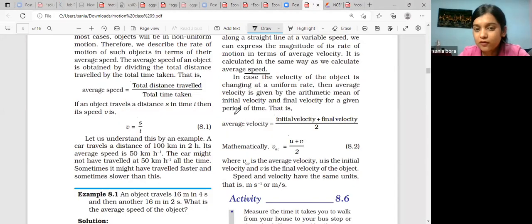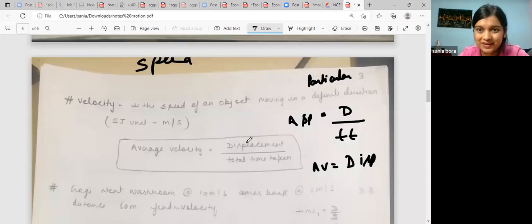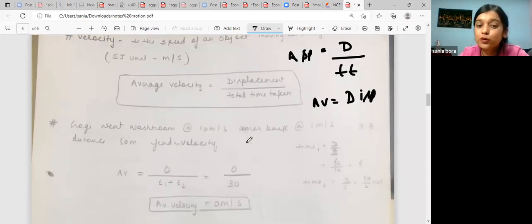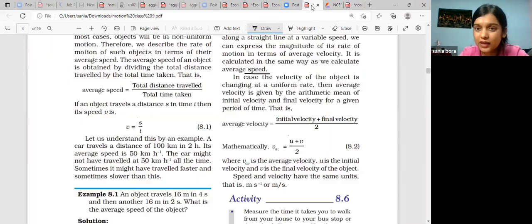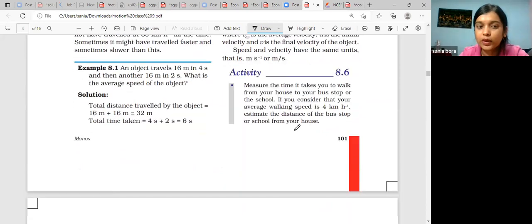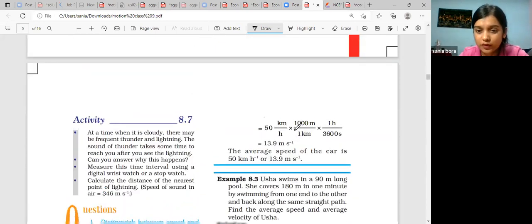Now students, this is the formula. Average velocity is equal to initial velocity plus final velocity upon 2. Now you will be like, ma'am, over here you have written displacement. So we basically have two formulas for this. One is for displacement and one is for your initial and final velocity. We will be discussing both formulas over here.